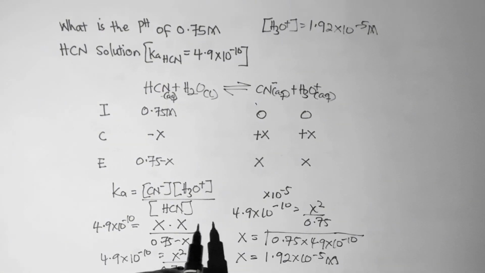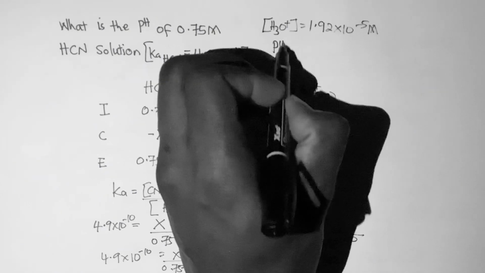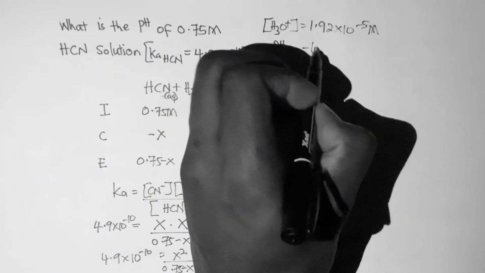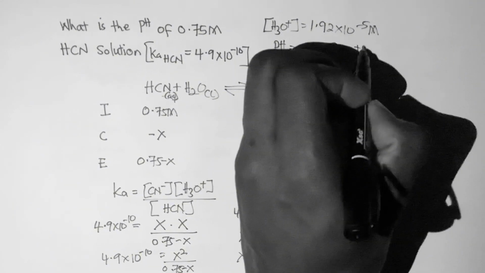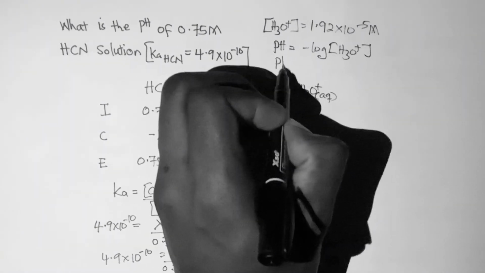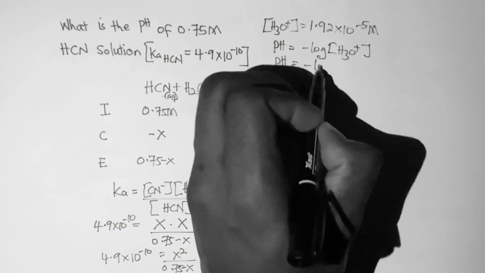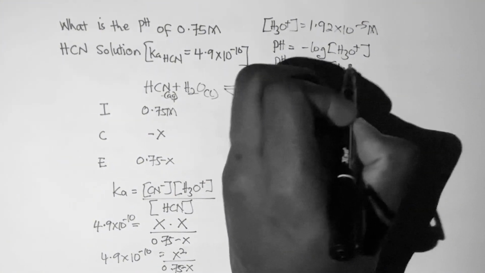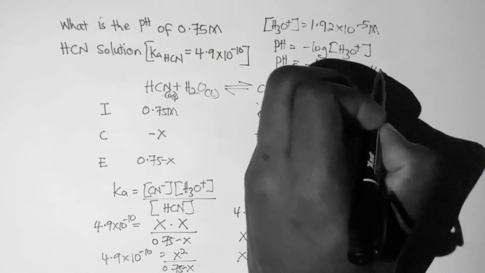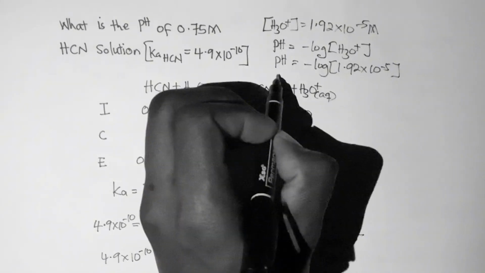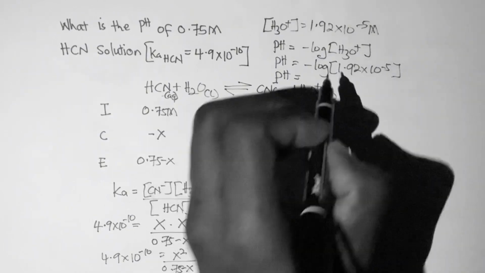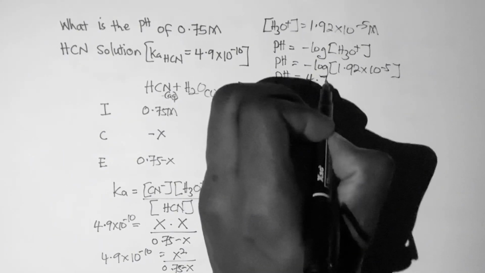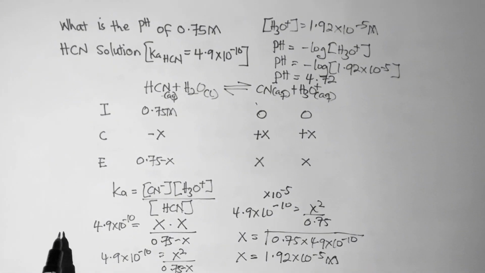So let's find the pH. pH is equal to minus log of the concentration of the hydronium ions. So pH in this case is equal to minus log of 1.92 times 10 exponent minus 5, and therefore the pH is equal to, if you compute that, you get 4.72 as your final answer.